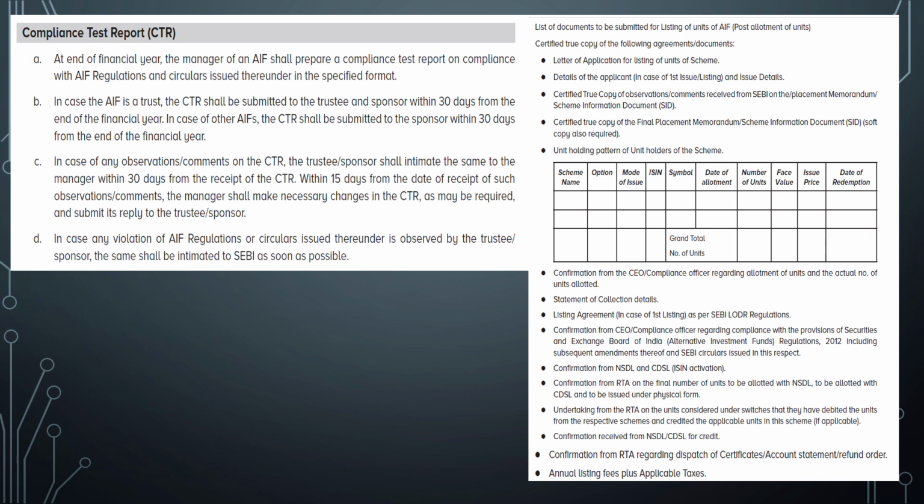So first are two certified copies: one is observations or comments, then the final placement memorandum, then NSDL and CDSL confirmation. So this is for C. A is for annual listing fees, and the first L is for letter of application for listing and listing agreement. So CALL is over, and S is for statement of collection details. If you remember like this, 7 to 8 points, you will not lose a single mark. When you go to bed, remind yourself CALLS. C is for confirmation, C is for certified true copy, A is for annual listing fees, L is for letter of application, L is for listing agreement, S is for statement of collection details.